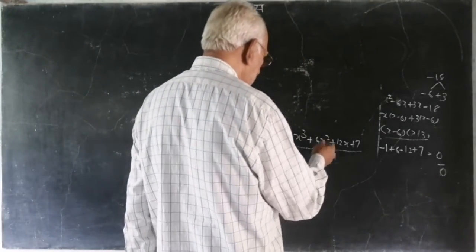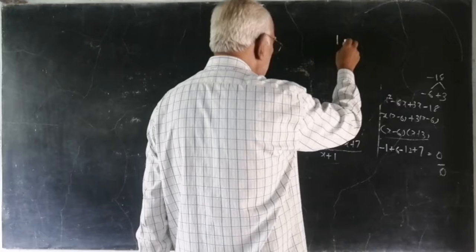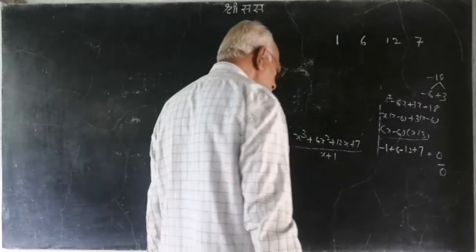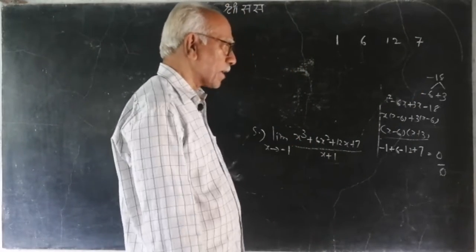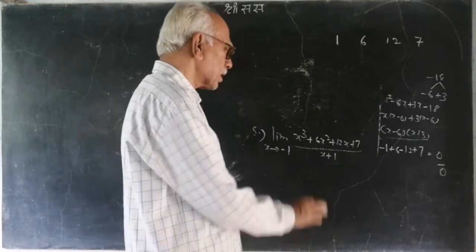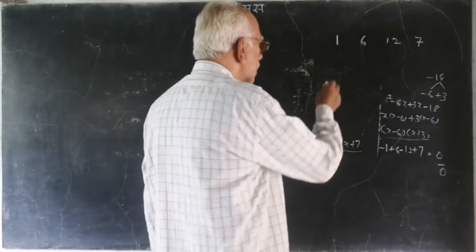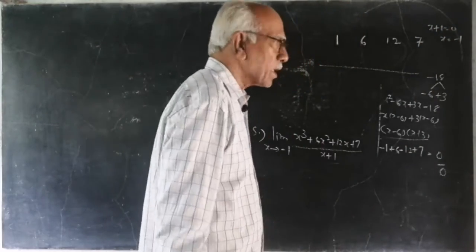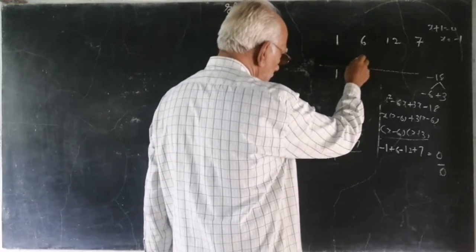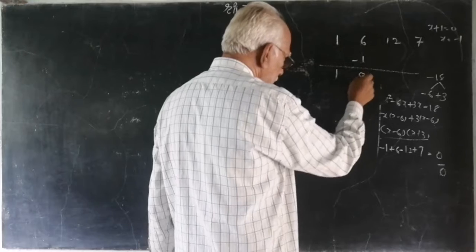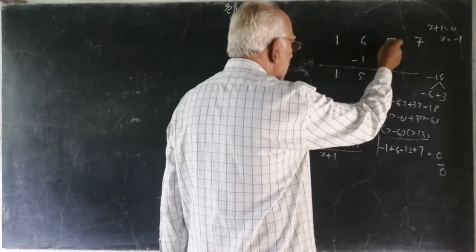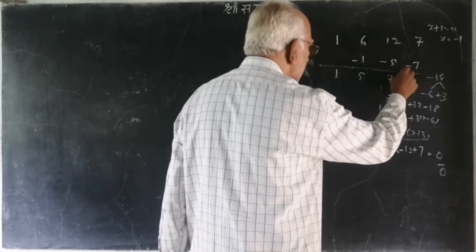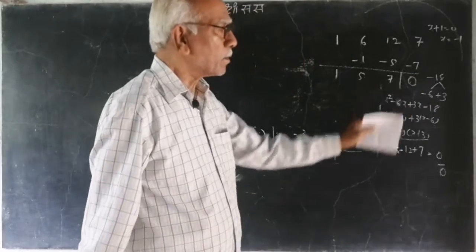If we go through that synthetic division, the x cube coefficient is 1, x square coefficient is 6, x coefficient is 12, and the constant is 7. We know that x plus 1 is a factor, because when we substitute x equal to minus 1 here, we get 0. So x plus 1 is equal to 0, or x is equal to minus 1. First you write 1 here, 1 into minus 1 is minus 1, 6 minus 1 is 5, 5 into minus 1 is minus 5, 12 minus 5 is 7, 7 into minus 1 is minus 7, and it is 0.